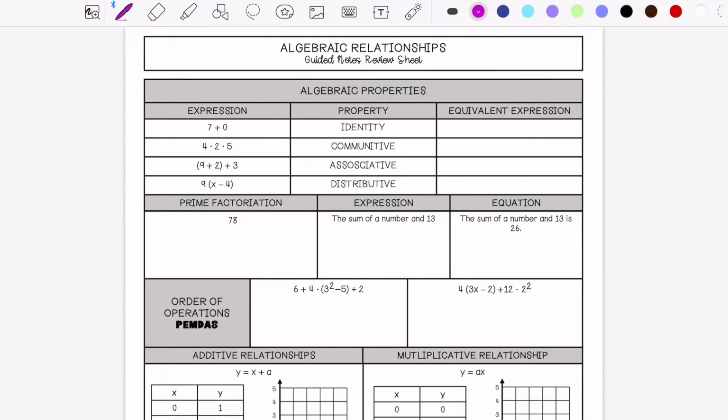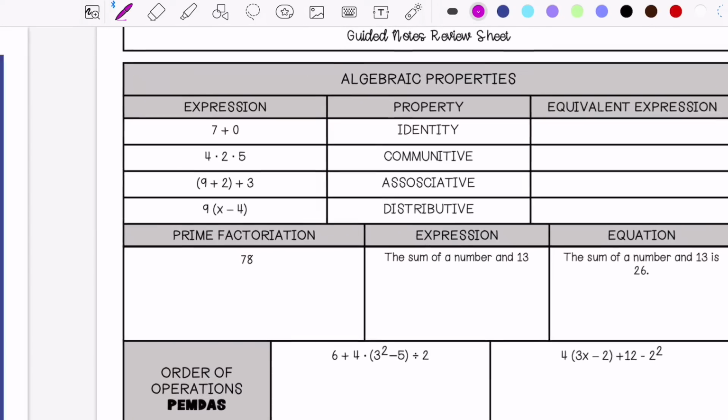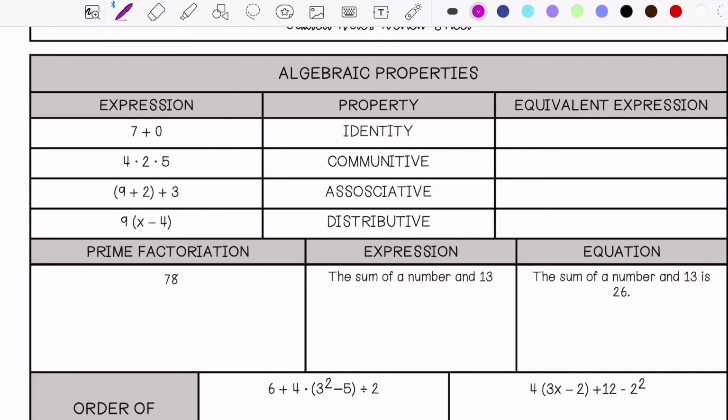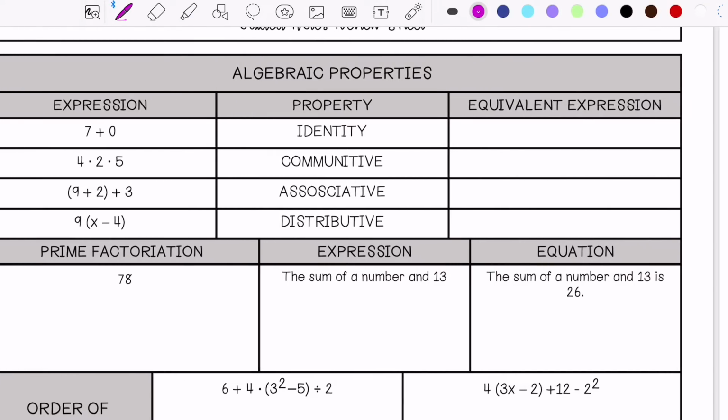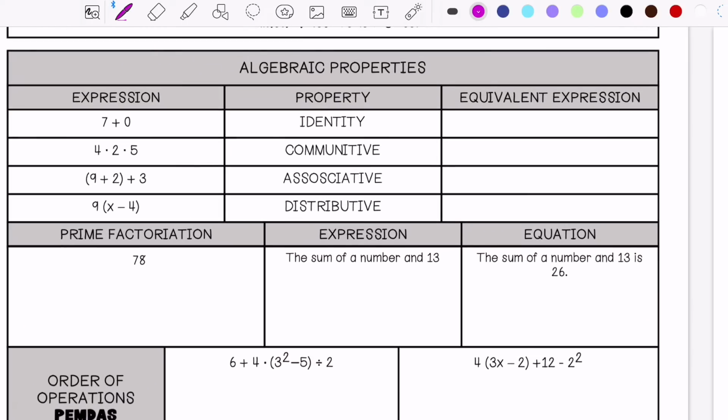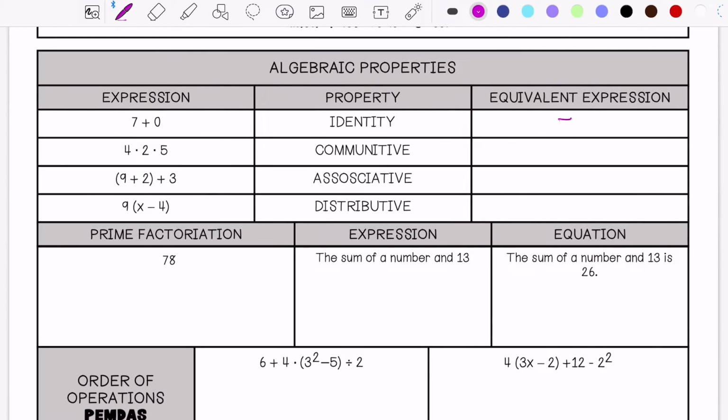Okay, we are going to talk about algebraic relationships. First, we're going to talk about algebraic properties. We have the identity property. So an example would be adding any number to 0. So if I simplified 7 plus 0, that would be 7. Another example of an identity property would be 7 times 1 equals 7.